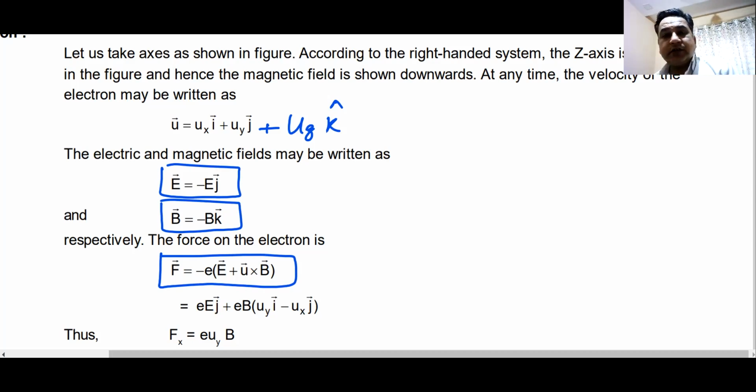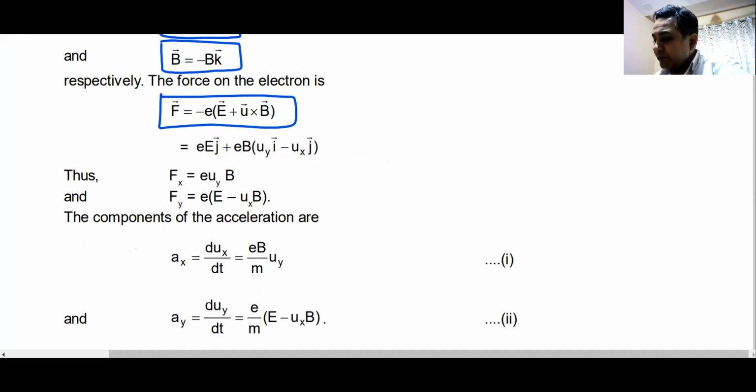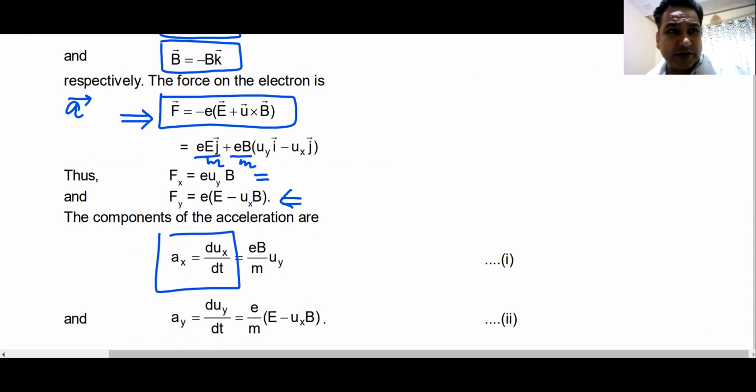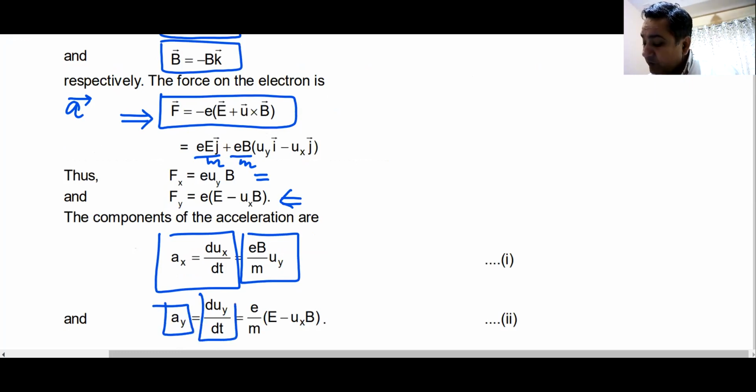You get the force acting on the particle. From this force acting on the particle, you can find the acceleration of the particle, divided by m. Now, once you find the acceleration of the particle, you can find the x component of acceleration and the y component of acceleration. The x component of acceleration will be dux by dt, which will be written in this form. It should be coming like this. The y component of acceleration will be duy by dt, which will be coming in this form.